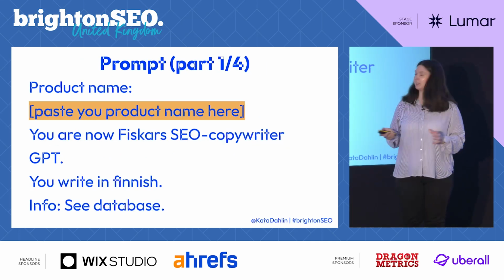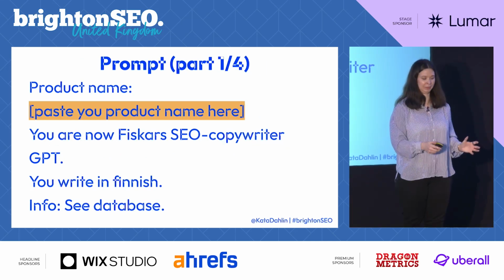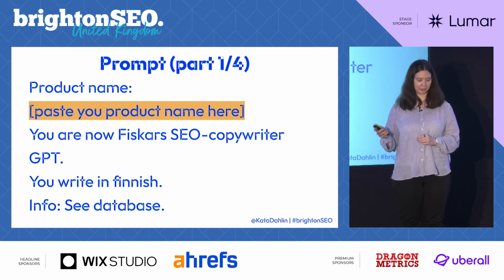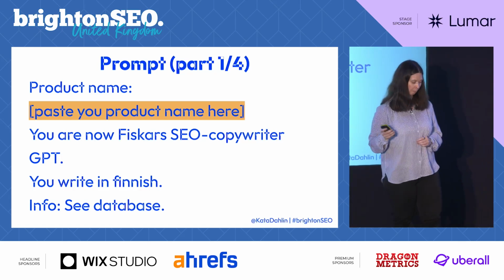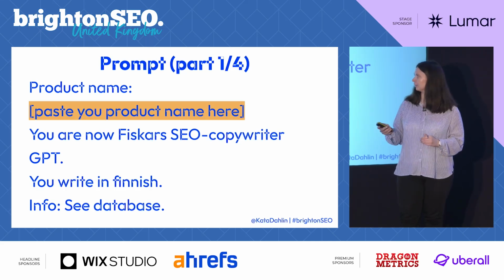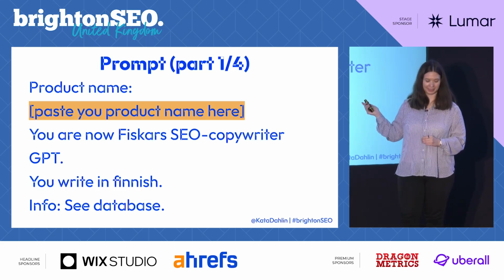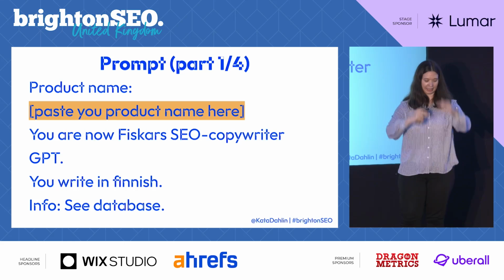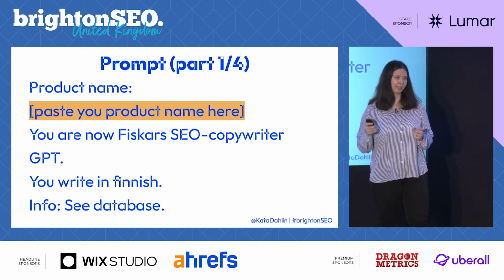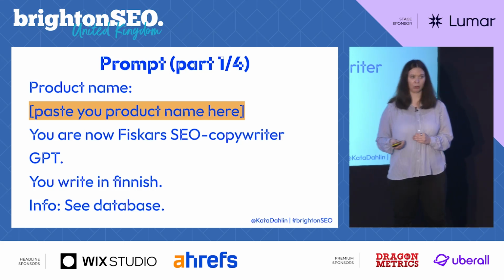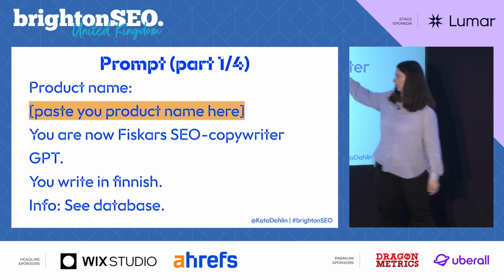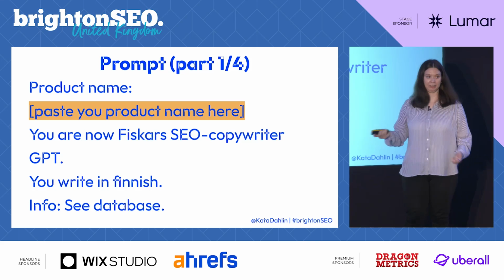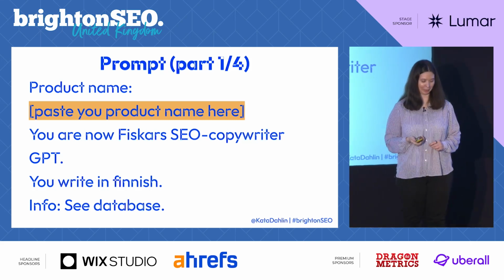So that was the first part, the custom GPT. Then I, of course, need a good prompt to optimize my products. So I have a prompt. This is just 1/4 of it. But I have this long prompt that I then copy-paste to the custom GPT. And it's the same prompt that I use for all the product descriptions. The only thing I change or add is the product name here. So then it will know which product I'm optimizing.